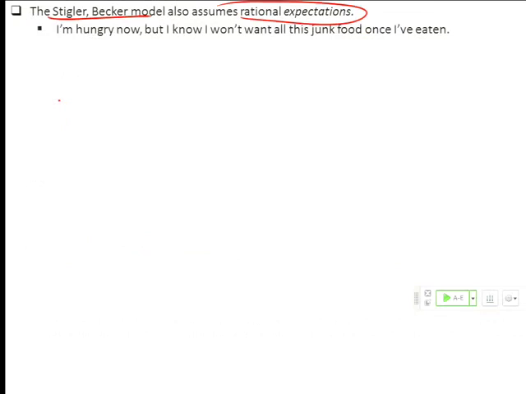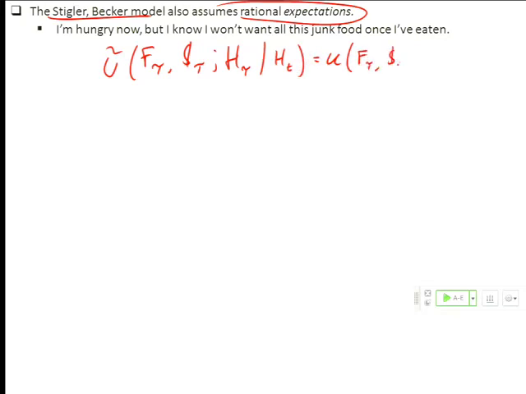So it assumes that I'm hungry now, but I know I won't want all this junk food once I've eaten. So that's assuming that u wiggle of f tau, dollars tau, conditional on h tau. Sorry, I don't want to do that, just h tau. Conditional on my hunger state now is actually equal to the utility function I will actually have for food and money when I'm in the future in my actual future state of hunger. Okay. And you could write down, so I'll buy the correct amount of food to maximize my utility later.